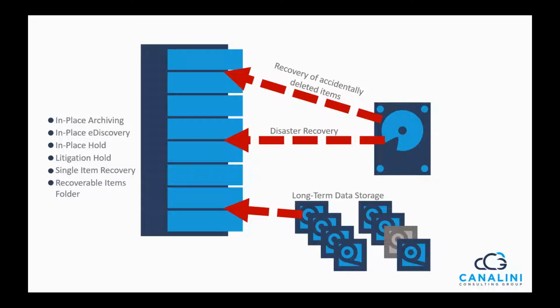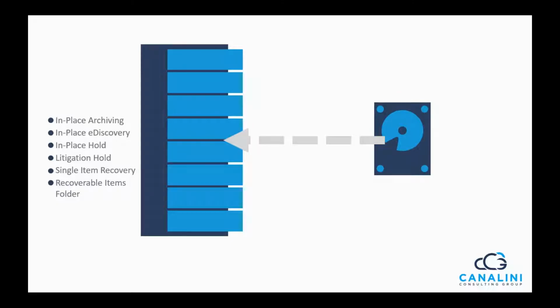When it comes specifically to long-term data storage requirements or the recovery of accidentally deleted items, Exchange provides a number of mechanisms that are intended to accomplish this without having to resort to recovering from any sort of backup whatsoever. In-place archiving, in-place e-discovery, in-place hold, litigation hold, single item recovery, and the recoverable items folder are all mechanisms that, when combined, can be used to eliminate the need to recover accidentally deleted items or store long-term data on external sources such as tape or disk.